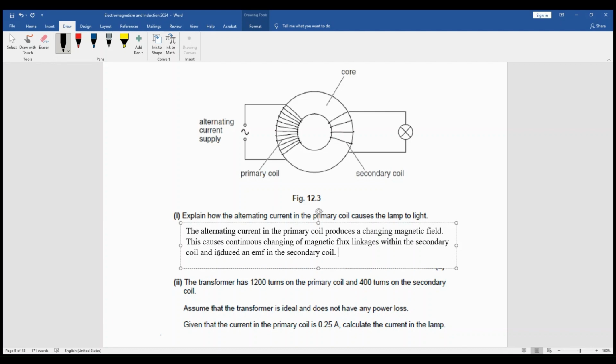I don't think I want to write it here. But I still have to talk about the lamp lighting up, so I'm not going to talk about this. This is only 2 marks. Induce an EMF in the secondary coil. Since there's an induced EMF, there will be an induced current. The induced current then flows through the light bulb and lights it.